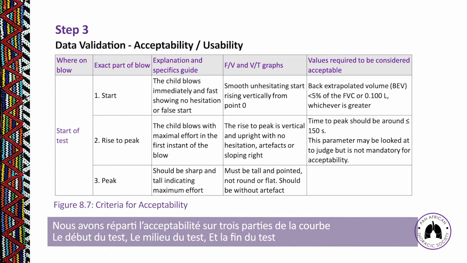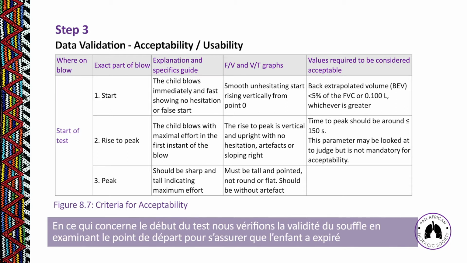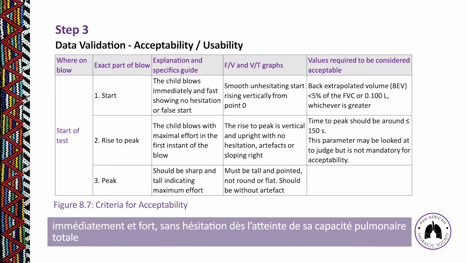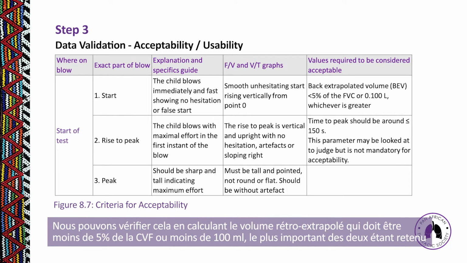So we have divided acceptability up into 3 different parts of the graph. So that is the start of the test, the middle portion of the test, and the end of the test. When it comes to the start of the test, we can measure the acceptability of the blow by looking at the starting point. When we look at the starting point, we want to be sure that the child has blown immediately and fast, with no hesitation from the point of total lung capacity. We can see this by measuring the back extrapolated volume. And the back extrapolated volume must be less than 5% of the FVC or less than 100 mL, whichever one is the greater.